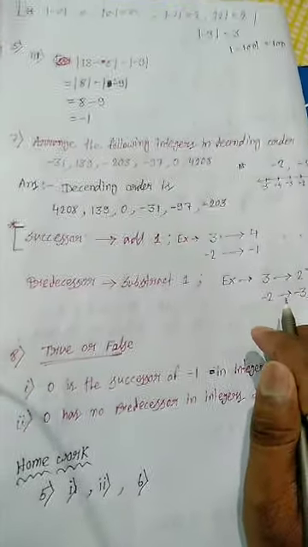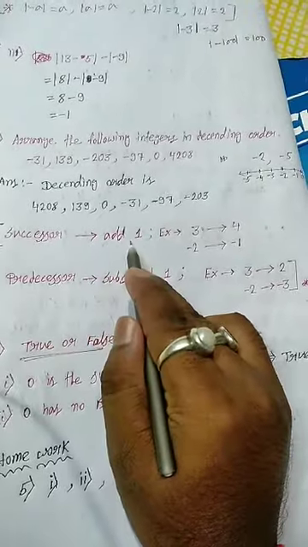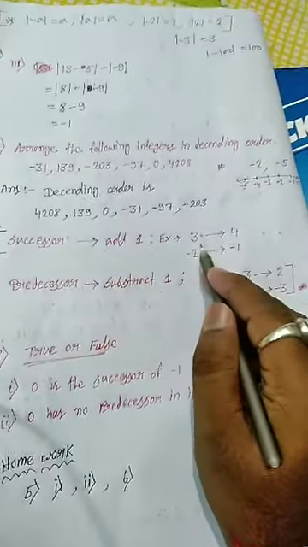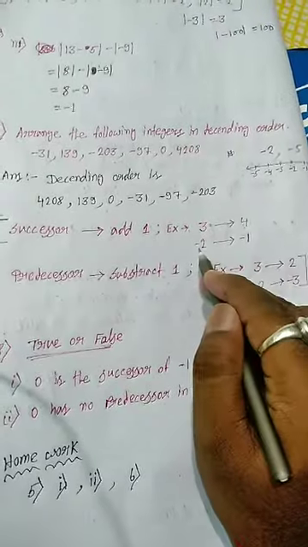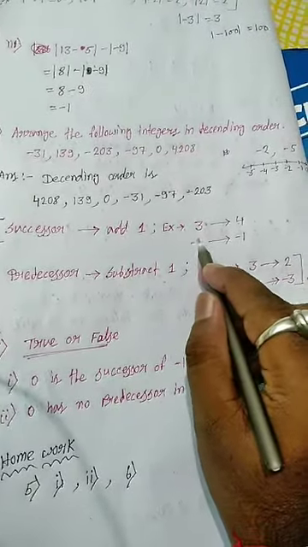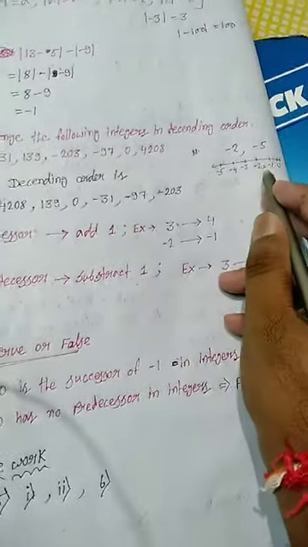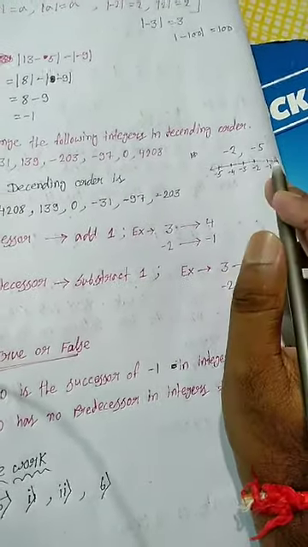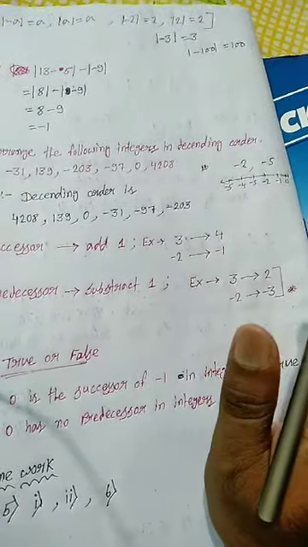Now go to the next topic, successor and predecessor. What is the meaning of successor? Successor means add 1 and predecessor means subtract 1. Suppose you want to find the successor of 3. If you add 1 to 3, it will be 4. Suppose you want to find the successor of minus 2. If you add 1 to minus 2, you will get minus 1. Look here, minus 2 plus 1 is minus 1. So 4 is the successor of 3 and minus 1 is the successor of minus 2.